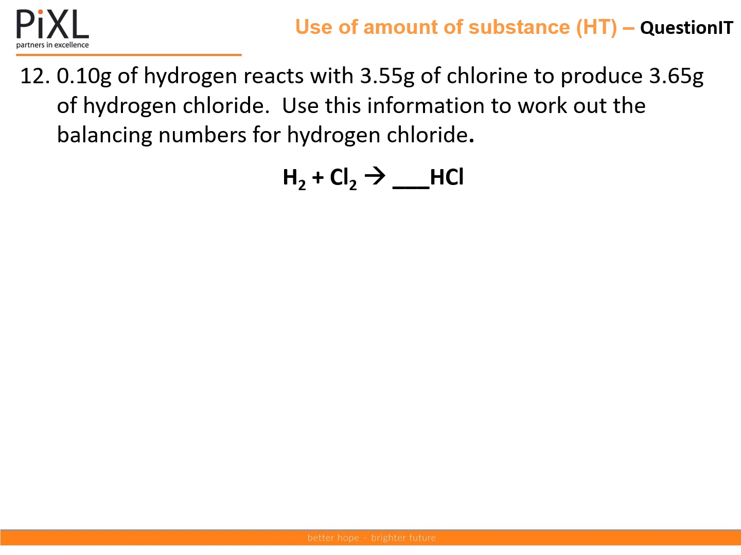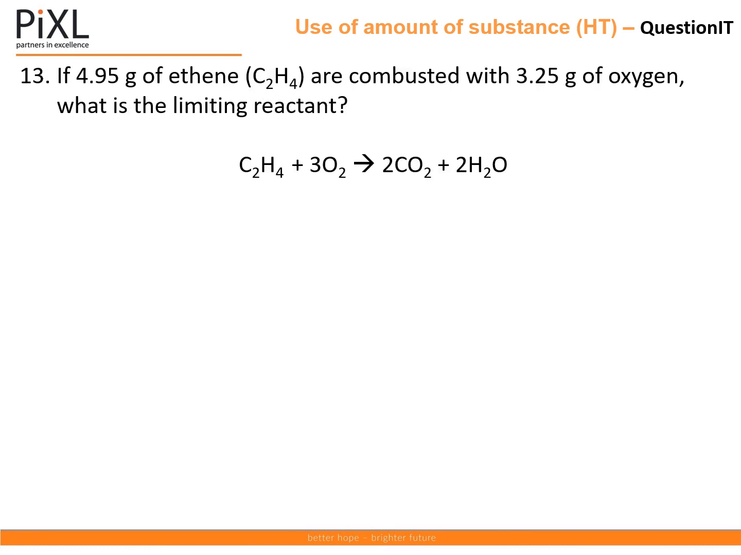Let's look at one final question before I start answering these for you. If 4.95 grams of ethene is combusted with 3.25 grams of oxygen, what is the limiting reactant? So you've been given the masses of ethene and oxygen, and you've been given a balanced equation. What I suggest is you pause on each slide, have a go and do your working out, and then look at the answers. So I'm going to work you through each of these questions now.